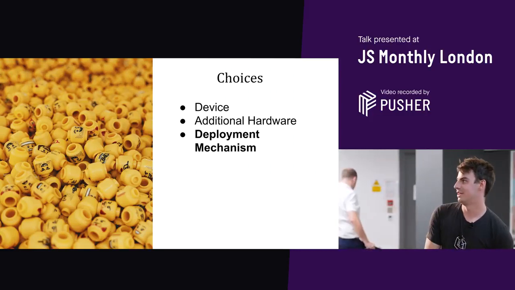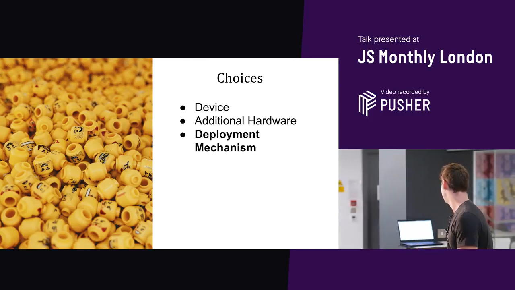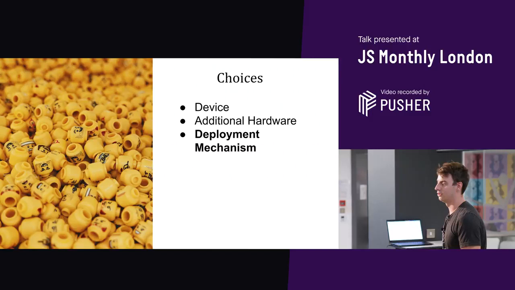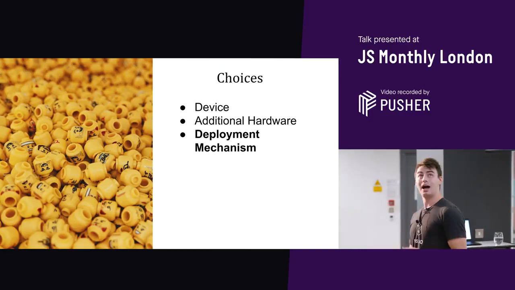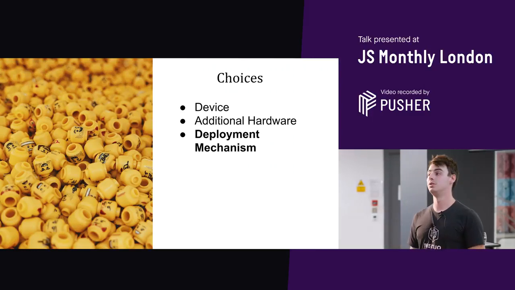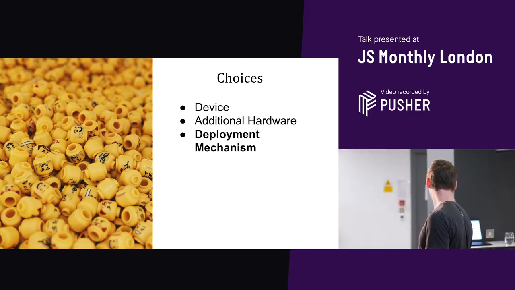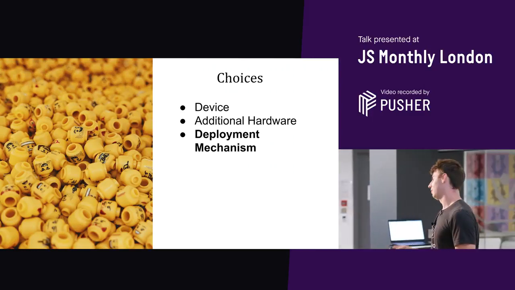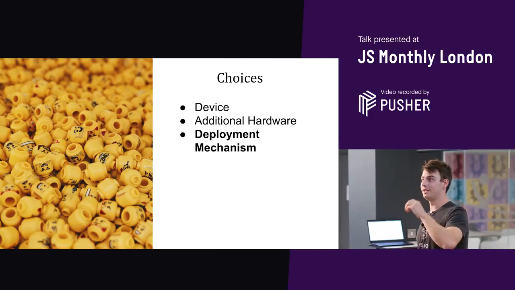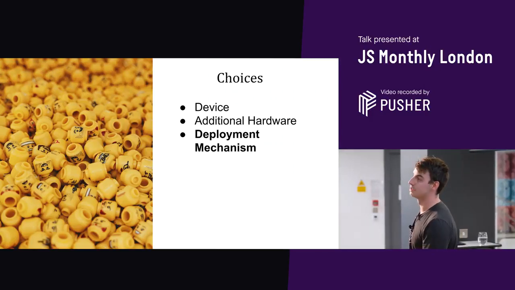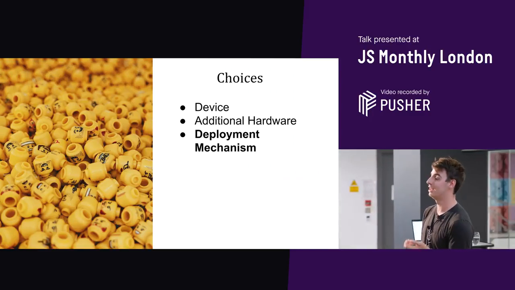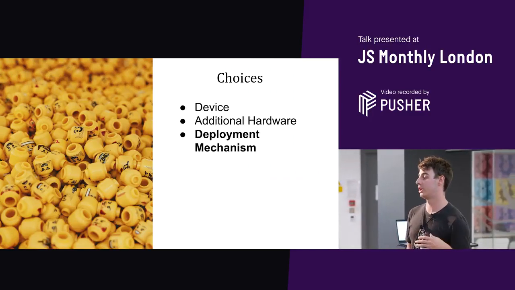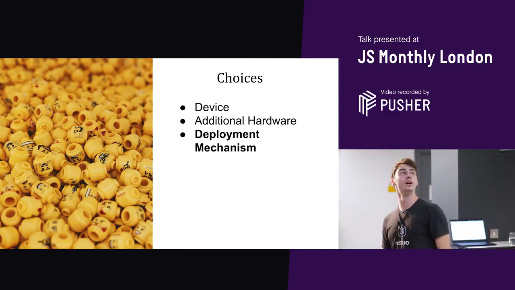So you've chosen your device, you've chosen the additional hardware that you want to add on, all of your sensors, all of your output mechanisms, that kind of thing. Now, how are you going to deploy that code to your device? With modern IoT deployment, there weren't really that many options. So being from Resin, I'm going to talk about how we have enabled IoT projects to deploy their code to their devices.